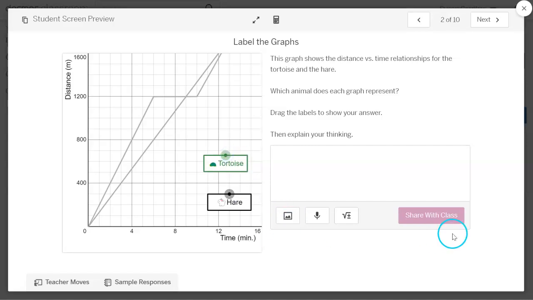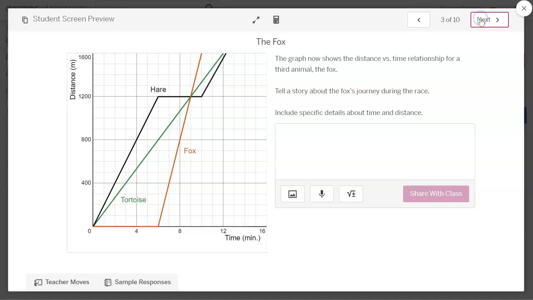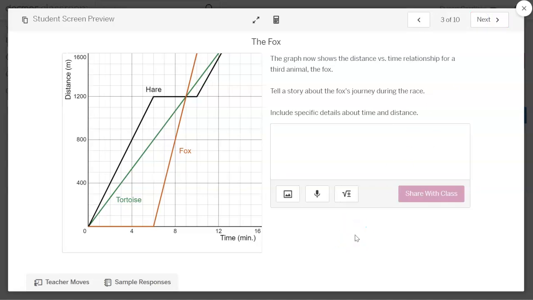I would definitely pace your student, and there are quite a few notes under teacher moves that you should read about because it'll give you some advice about how to question the students and things you might ask them to bring the conversation along. There's also sample responses. Alright, now this is the labeled graph, which is why you need to pace, because it's going to reveal the answers on a later slide.